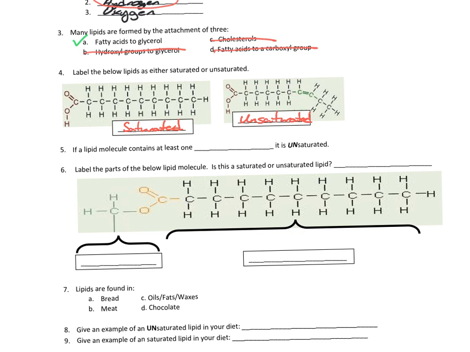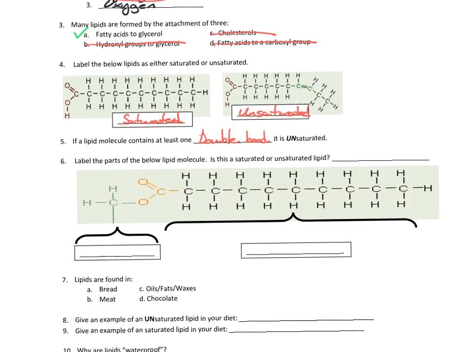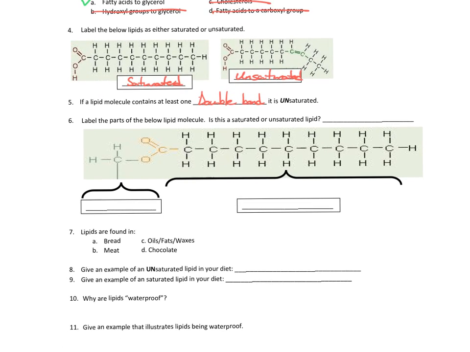If a lipid molecule contains at least one, what? Someone said twist or kink. Well, that's true, but that's not the consequence. That's a consequence of a double bond. Double bond is the answer. At least one double bond. That causes a kink or twist, but that's not what makes it unsaturated.